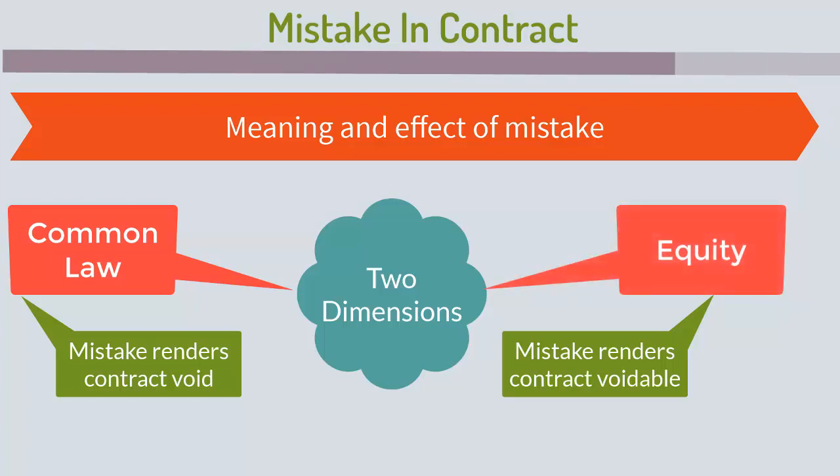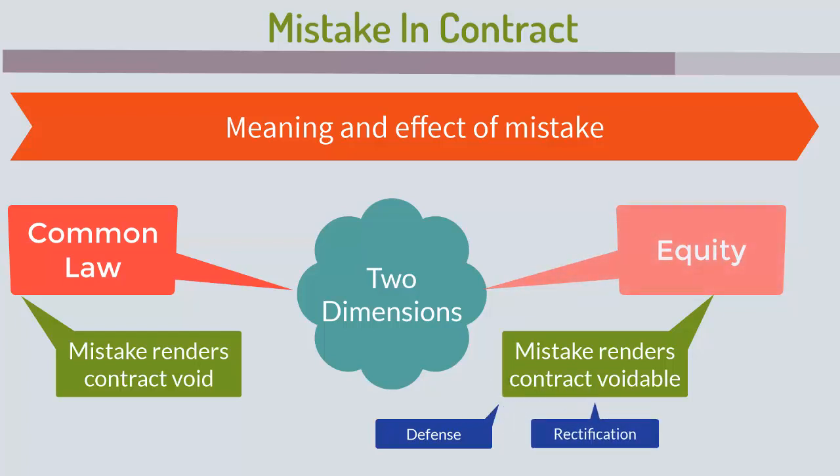So in equity, mistake operates in the following ways. Mistake may be a defense in an action for specific performance. So one may refuse specific performance and set the mistake up as his defense. Mistake may also entitle the parties to have a written contract rectified. So where a mistake is alleged, it may entitle the parties to rectify that written contract to reflect their actual intentions. Thirdly, mistake may also be a ground for the rescission of a contract.